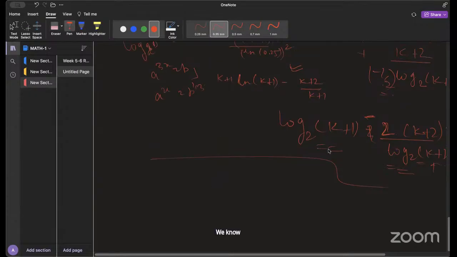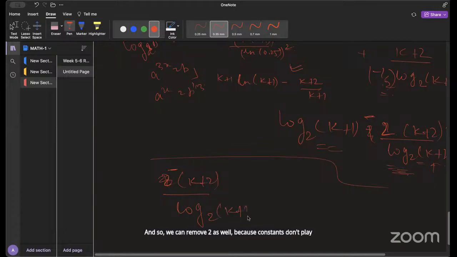We know that this part is obviously increasing. We just need to find out if the minus of this thing is increasing as well. So let's just take the derivative of only this thing. We can remove the 2 as well, because constants don't play any role in increasing or decreasing.